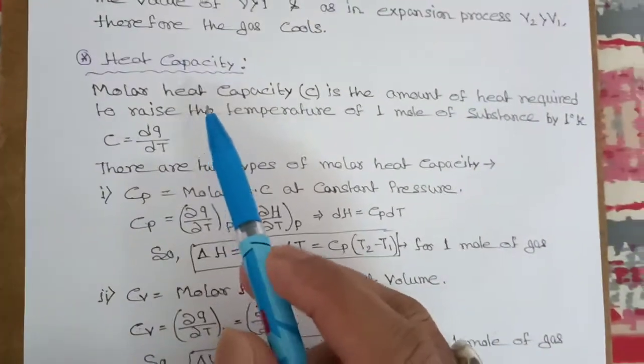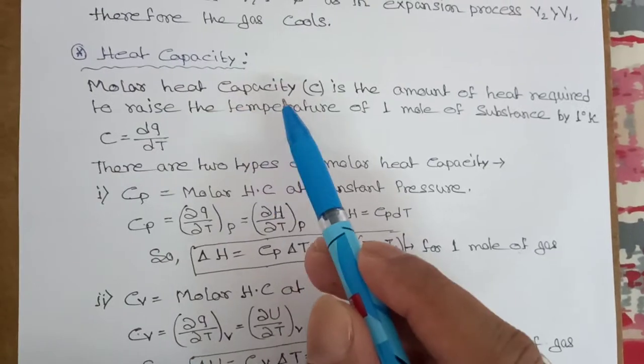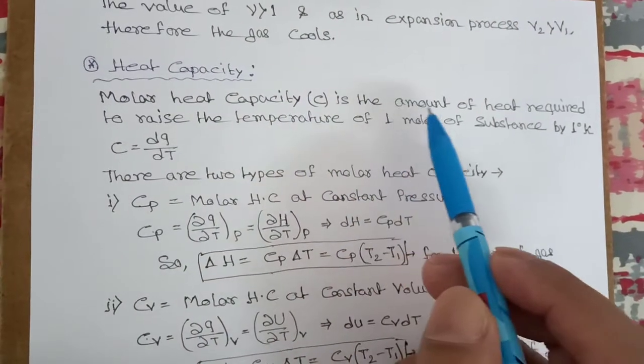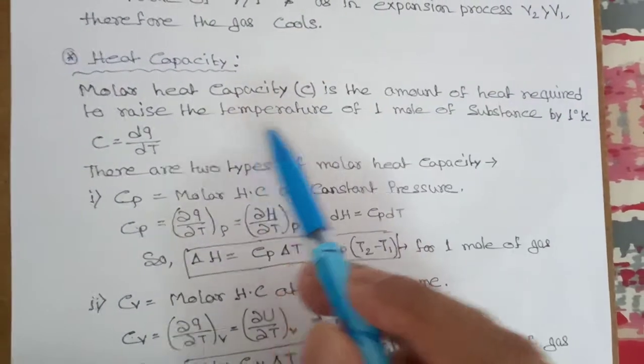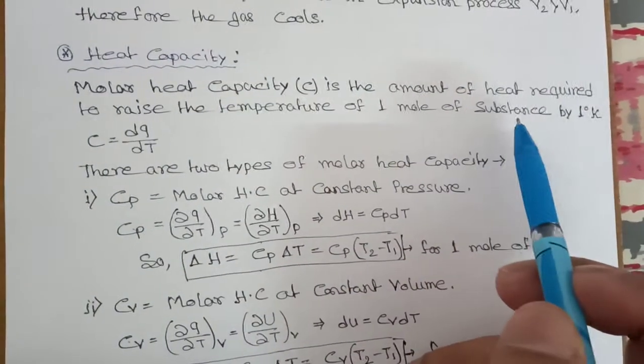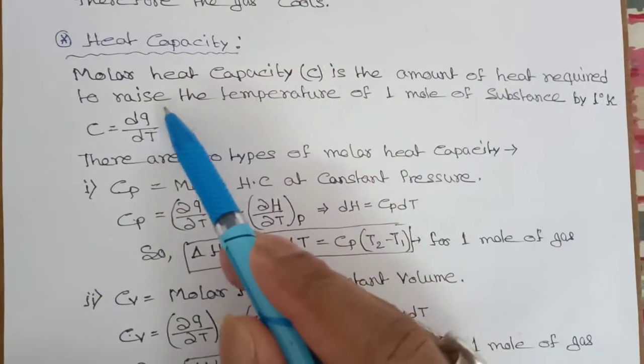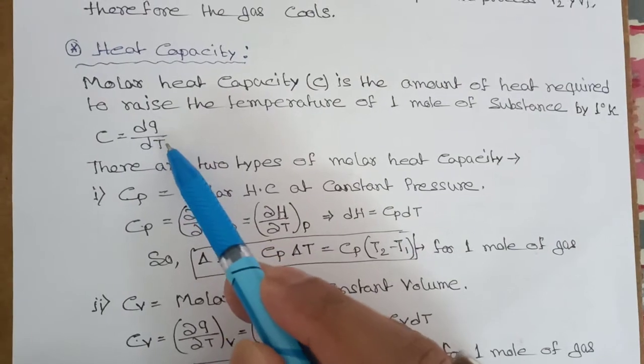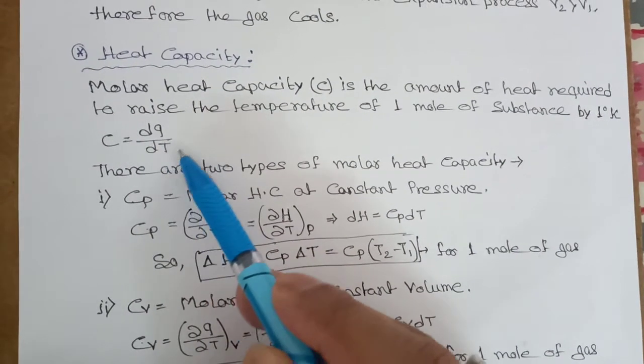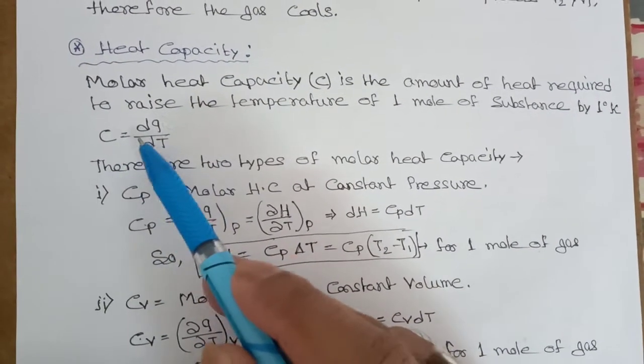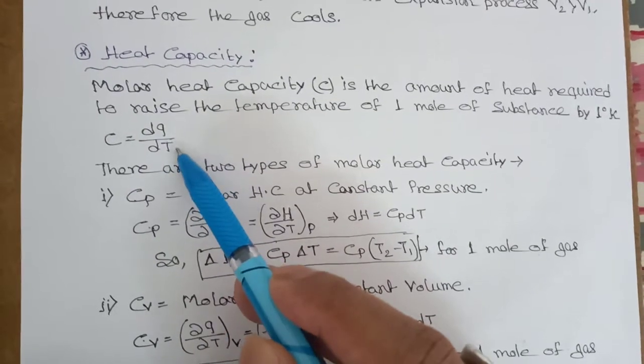Now heat capacity. Molar heat capacity is denoted by C. This is the amount of heat required to raise the temperature of 1 mole of substance by 1 Kelvin. So C is equal to dQ by dT. This is heat and this is temperature.